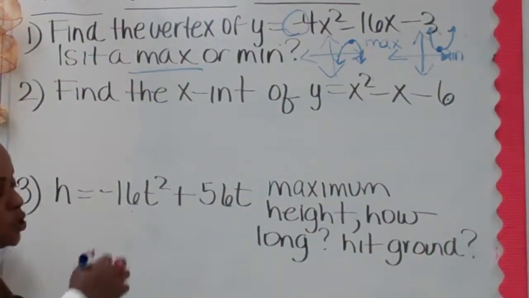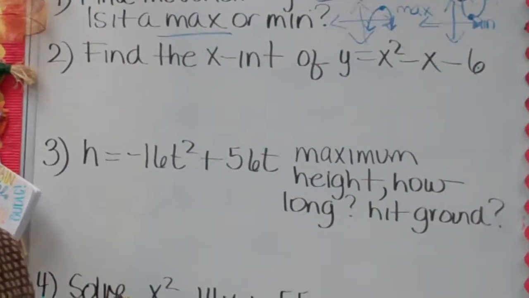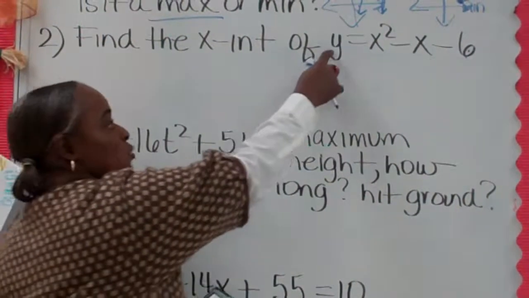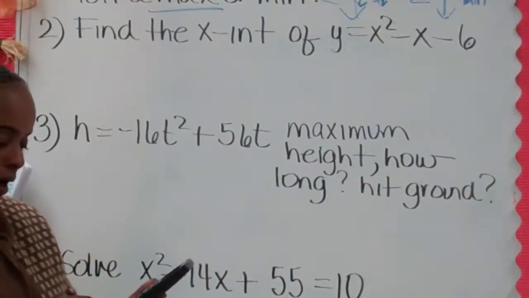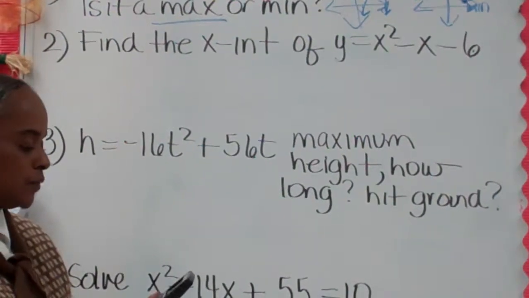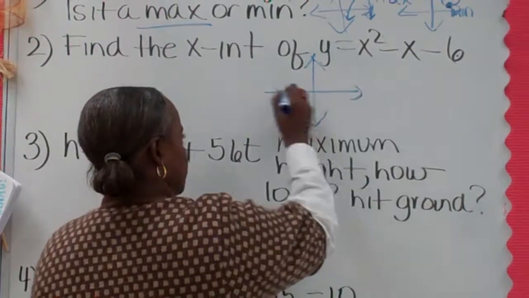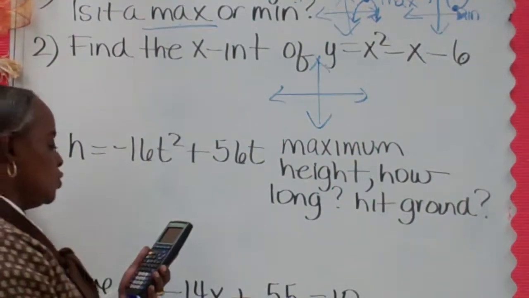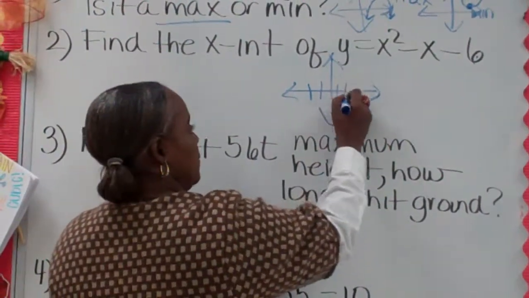So I'm going to take this graph and put it in on the graphing calculator. In order to do that, I'm going to hit y equals and type the function in: x squared minus x minus 6. When I hit graph, I can see the graph. All right, now I'm going to sketch the graph on my paper.